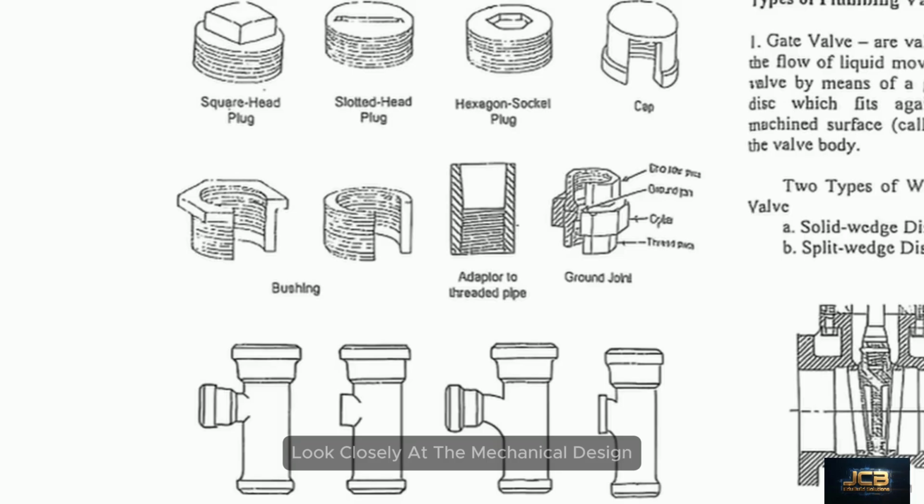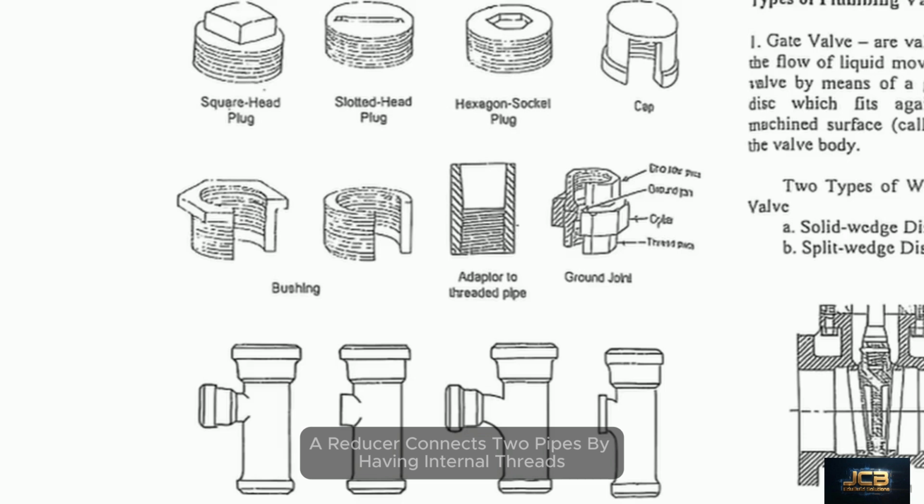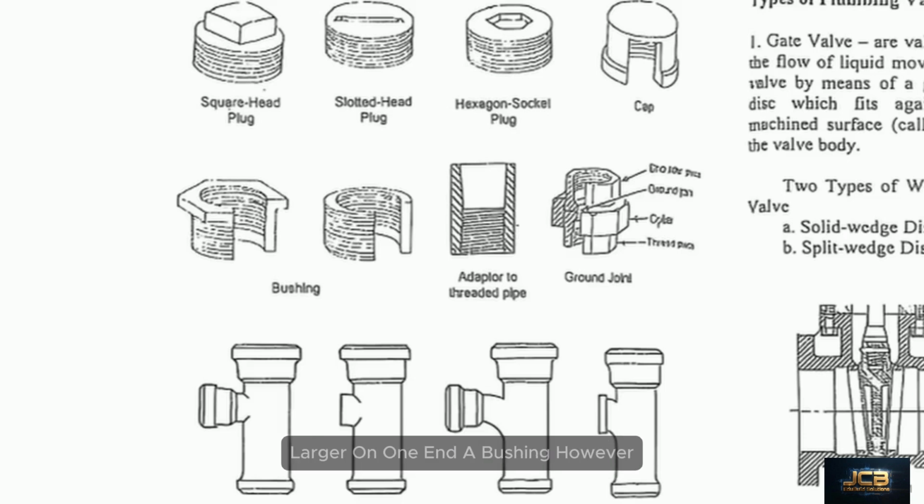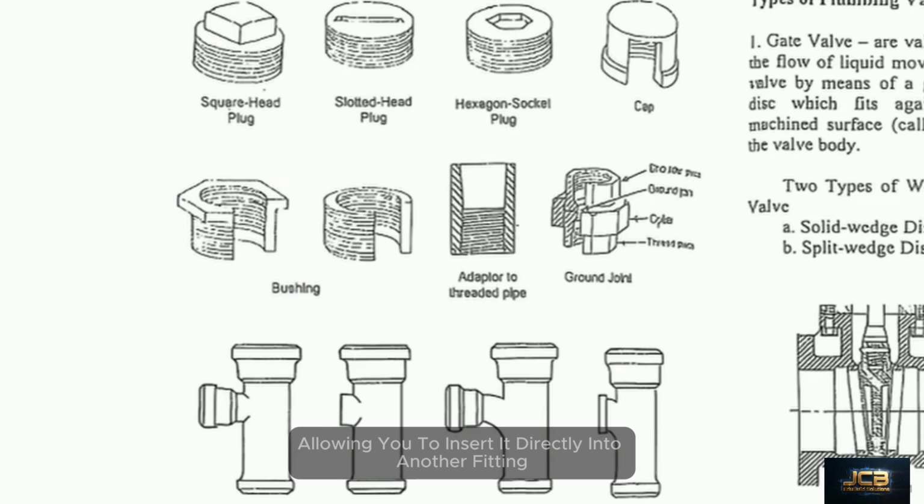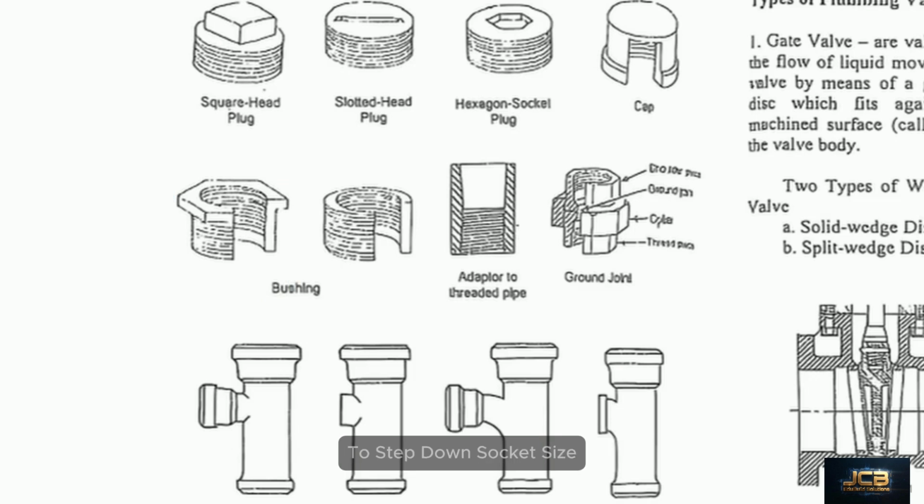Look closely at the mechanical design. A reducer connects two pipes by having internal threads larger on one end. A bushing, however, has threads on the inside and outside, allowing you to insert it directly into another fitting to step down socket size.